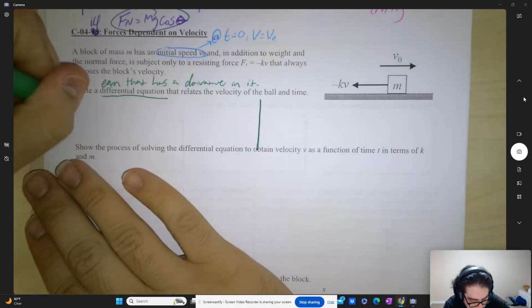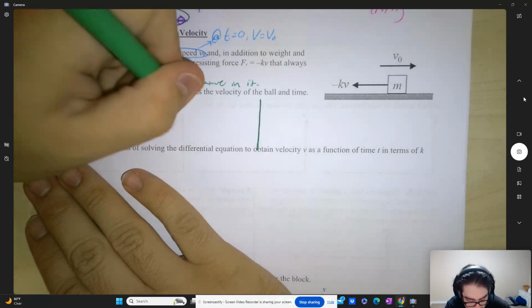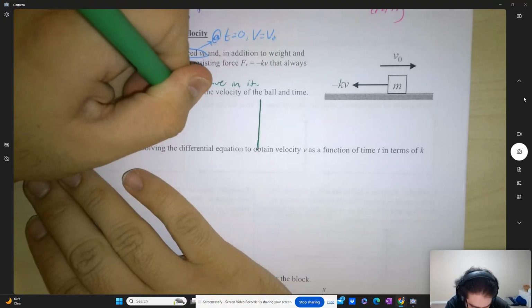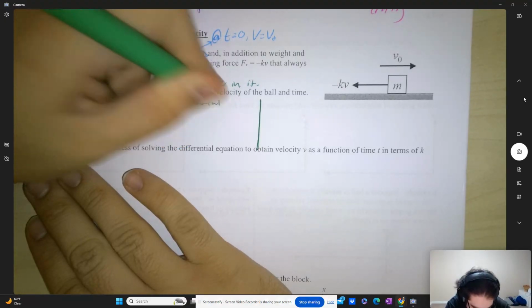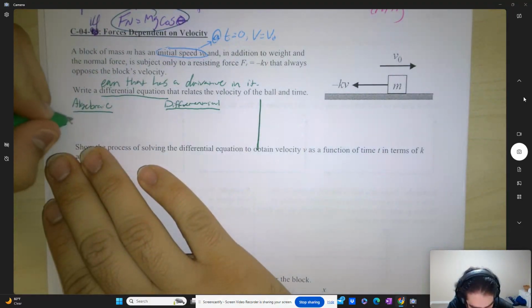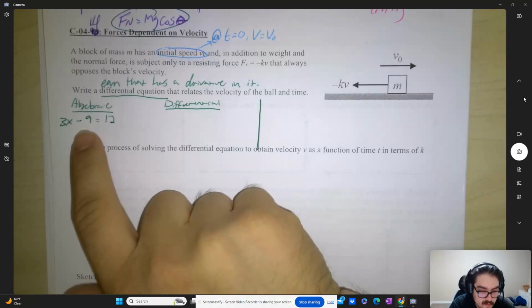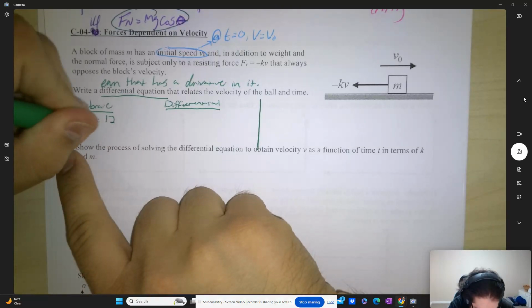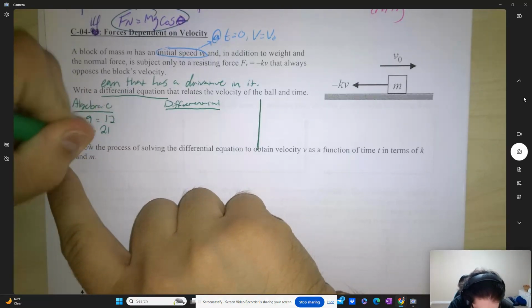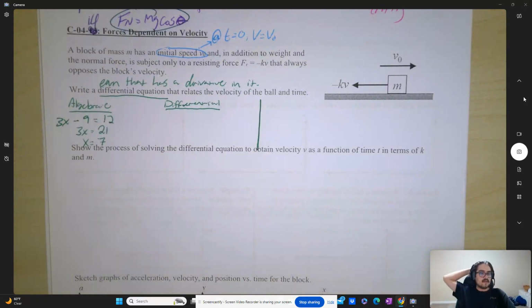But we've been looking at algebraic equations, and then we now are going to look at differential. Okay. So an algebraic equation might be something like 3x minus 9 equals 12, okay? And then you add the 9 on both sides to get 3x equals 21, and then you would get x equals 7, right? That's an algebraic equation. That's just an example that I'm coming up with off the top of my head, okay?